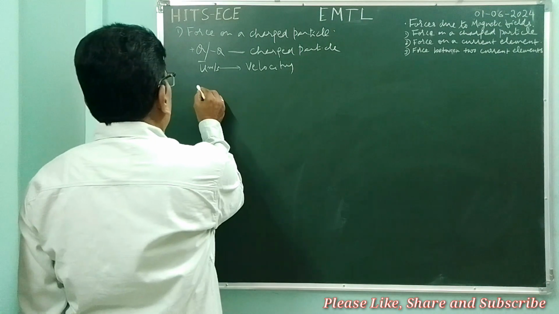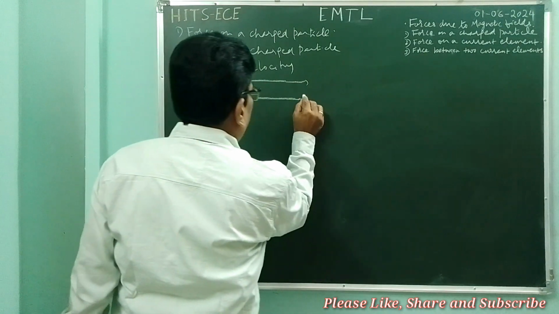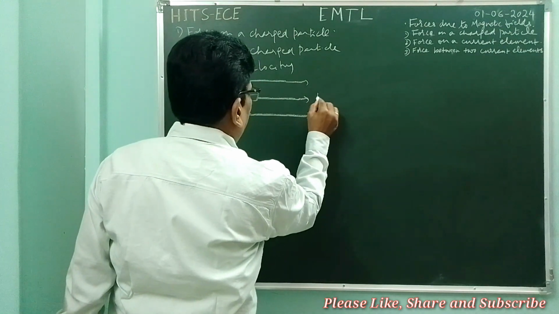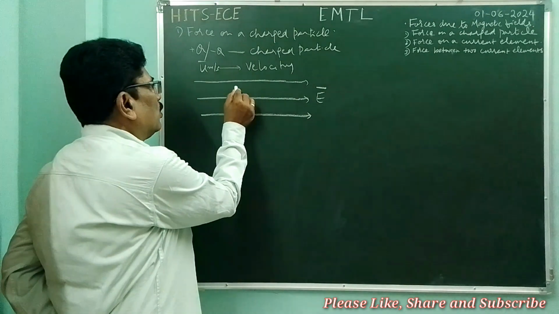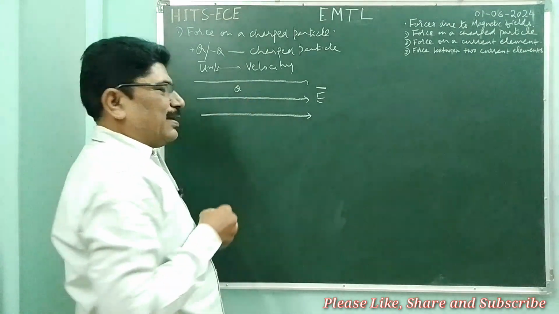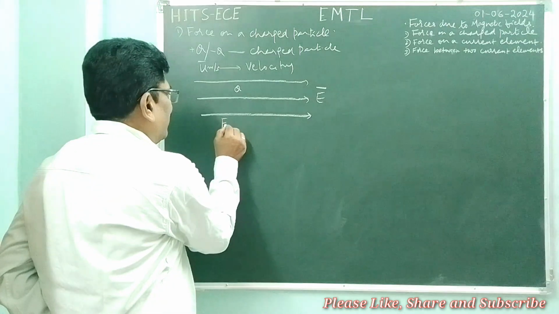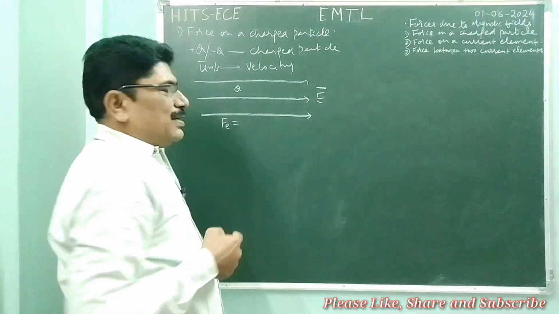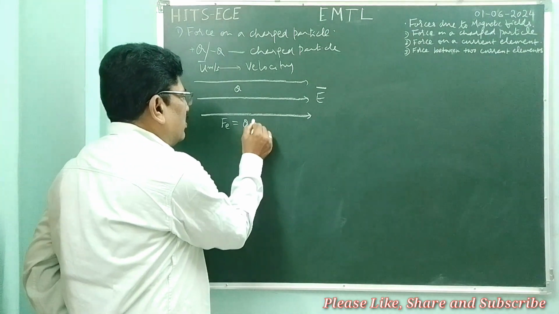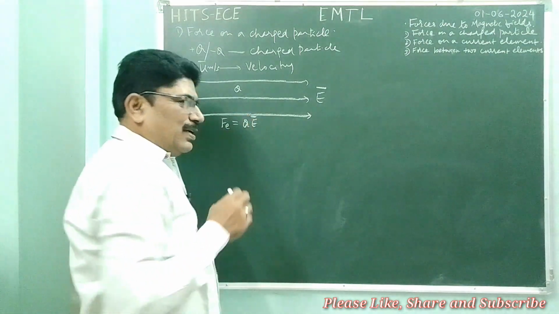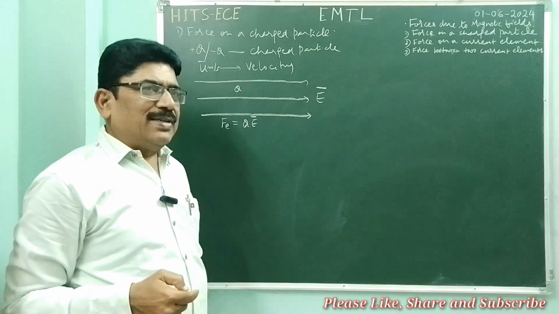Let us consider an electric field, denoted by E bar, and I am placing the charge Q in this electric field. It is stationary. Now, what is the force on this? Let Fe be the force on this charge, which is equal to Q into E. This was already covered in the earlier classes. That is, force on Q due to this electric field is Q into E.